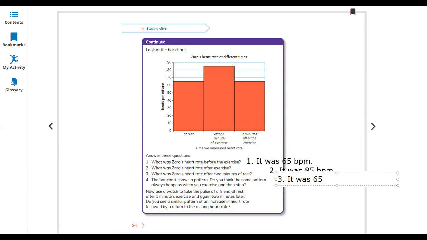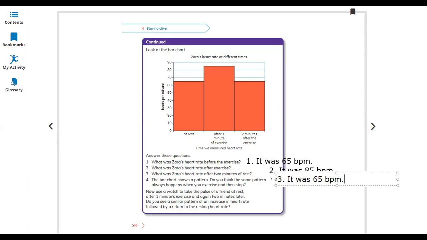65 beats per minute. Her body is at rest position now. After 2 minutes, it came back again to the rest position. So it's again 65 at the normal position.